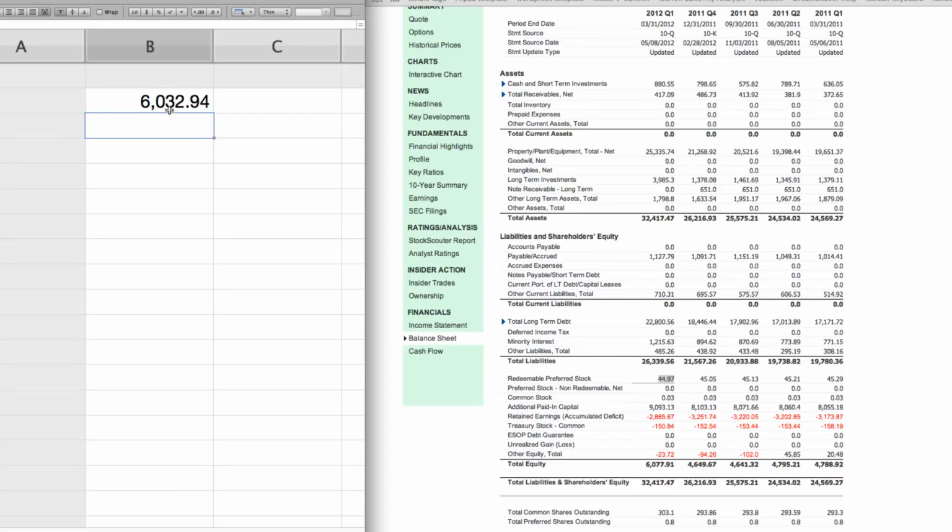Once we have that number, all we're going to do is divide it by the total common shares. So we got the 6 billion, we're going to divide that. I'm going to hit equals, hit this number divided by our 303.1. And when we hit enter, that gives us $19.90. So that's the bottom line figure. That number right there is the number that we're looking at for the book value on the common shares of this company. So that's what you really got to pay attention to.